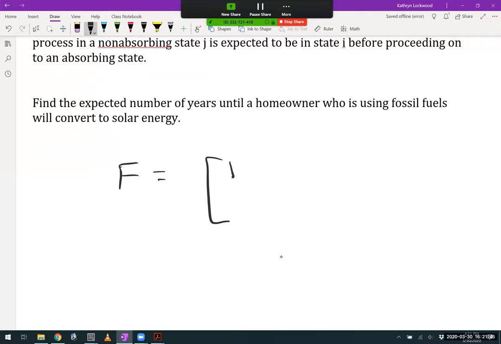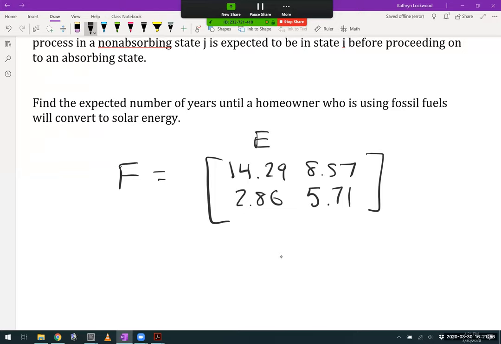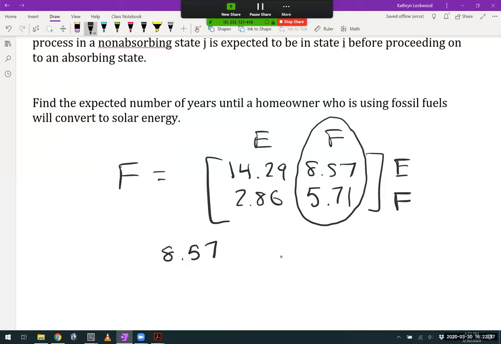I'll put the fundamental matrix back up on the screen. And it talks about the non-absorbing states, which were electric and fossil. Now, the expected number of years a homeowner that begins in fossil fuels spends before converting to solar energy is equal to the sum of the second column. They expect to spend 8.57 years using electric and 5.71 years using fossil before switching to solar. Altogether, that's 14.28 years before being absorbed into the solar energy state.